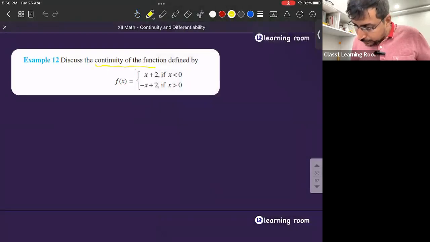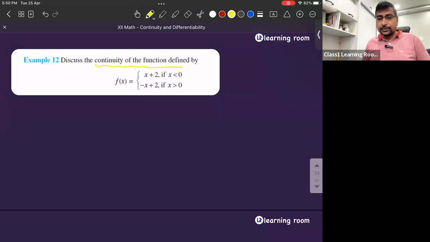Discuss the continuity of the function defined by f of x is equal to x plus 2 if x is less than 0, minus x plus 2 if x is greater than 0.